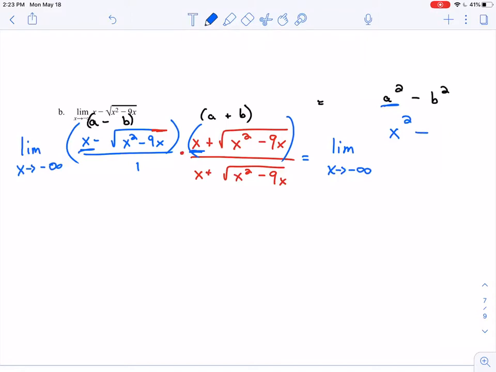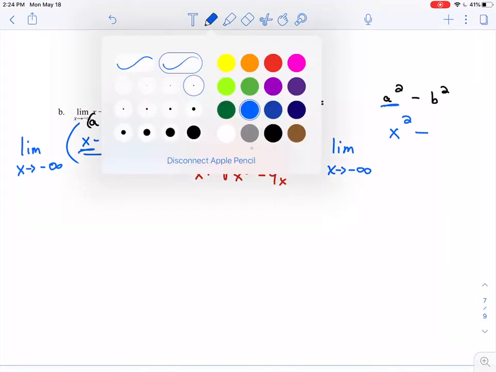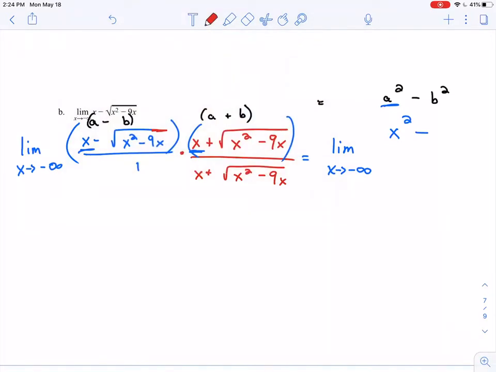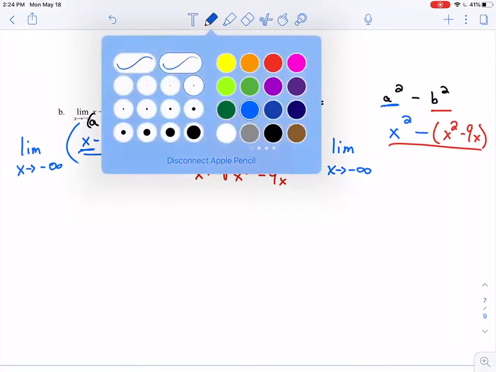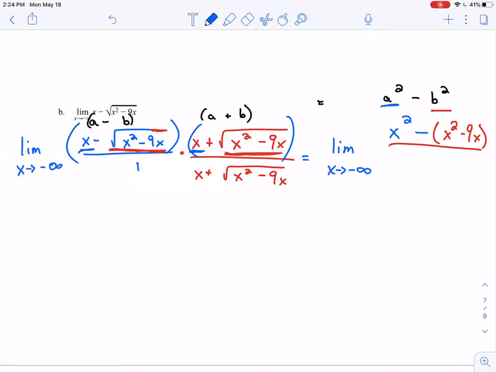Minus b squared here. B squared, b in this case is the square root of x squared minus 9x. That's going to be my b squared. So if I square that, it just drops the radical. So minus, and we want to be careful here, we want to make sure we use our parentheses. I should have x squared minus 9x divided by, in my denominator, I'm not going to worry about simplifying that at all, right? 1 times anything is itself. So here we just have x plus the square root of x squared minus 9x.